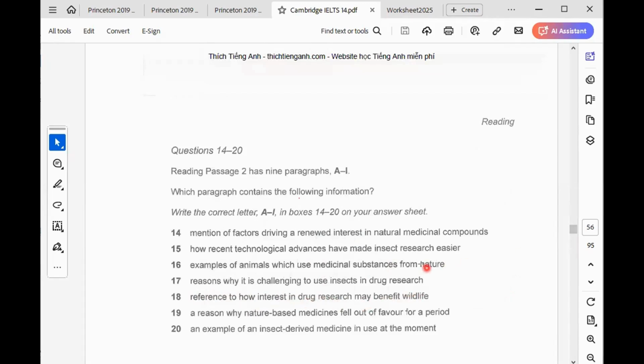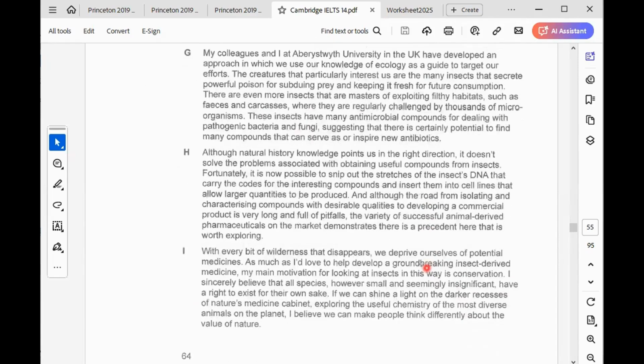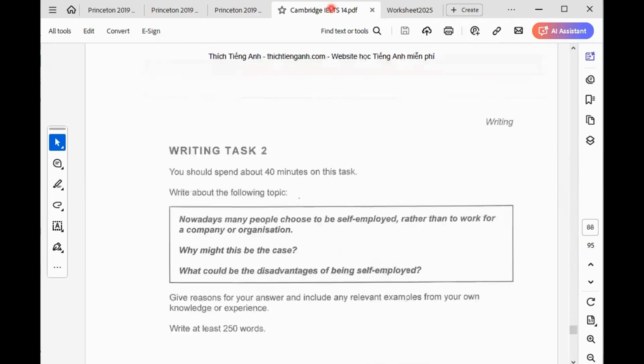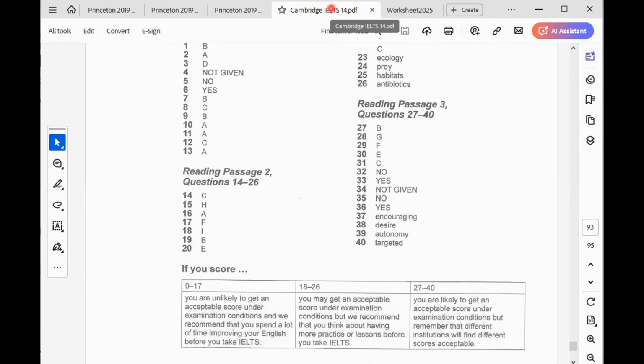I think number 18 should be J. I'm sorry, should be I. Number 18 should be I. 17 and 18 should be matched like that. Let me see. Test 3, 17 and 18. F and I. That's it. F and I.